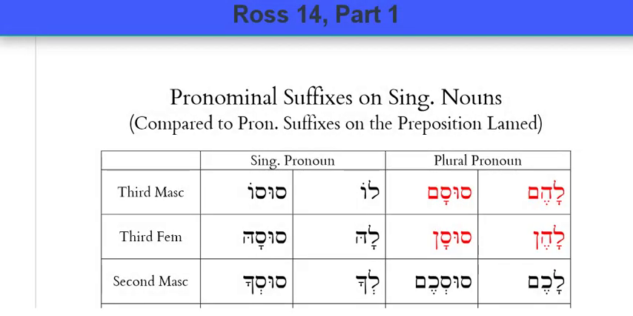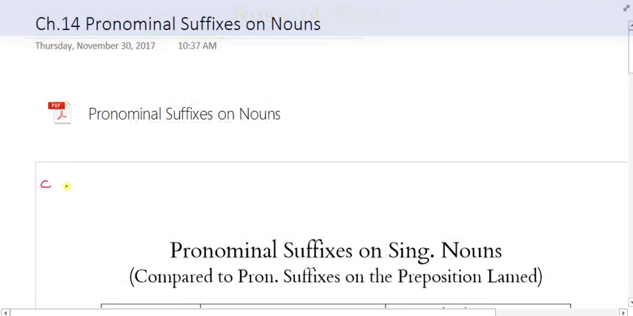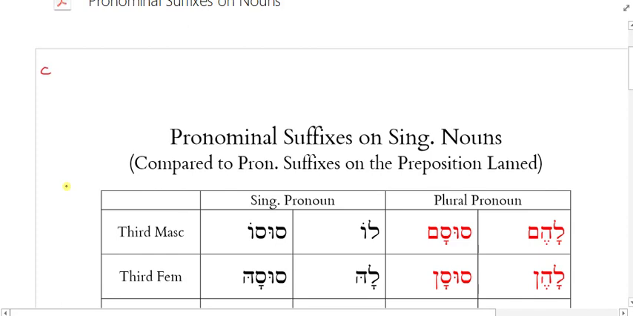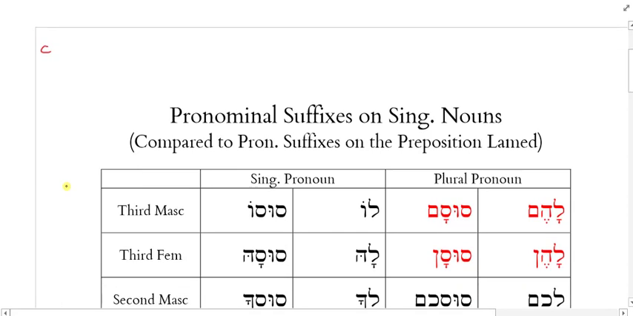Okay, so for Ross chapter 14, that's what we're dealing with here. Ross chapter 14 is about pronominal suffixes attached to nouns. What we're going to learn here is that the pronominal suffixes that you attach to the preposition lamed, by and large, can be attached to nouns to indicate who or what the noun belongs to.